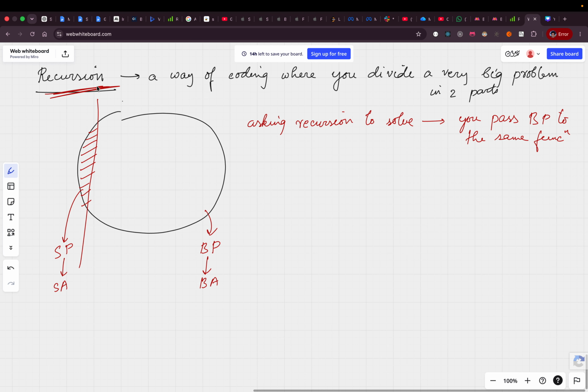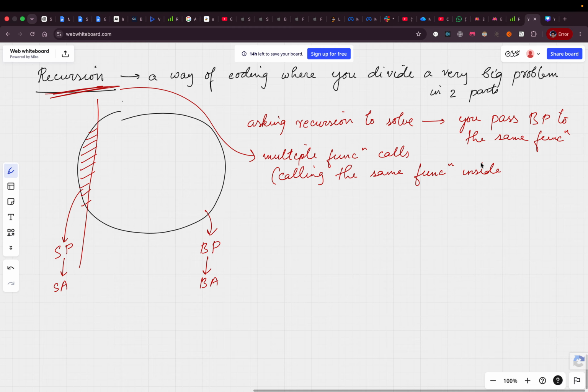So in a way, recursion basically means multiple function calls, or I can also say calling the same function inside itself.